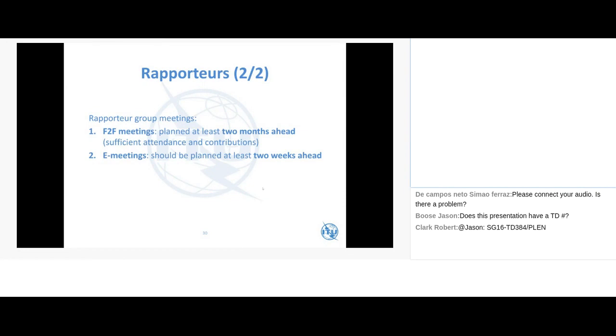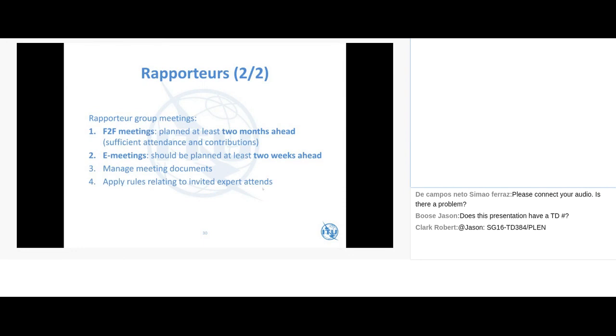E-meetings, because there's no travel, but there is scheduling to be looked at, should typically be confirmed at least 2 weeks ahead. And we normally do this over the mailing lists just to make sure there's no clash of meeting schedules and that there's a general agreement to go ahead with the session. Before, during and after the meeting, the rapporteur is responsible for managing the meeting documents. So taking on board the contributions, planning out the agenda to make sure that these topics are discussed at the right time and so on.